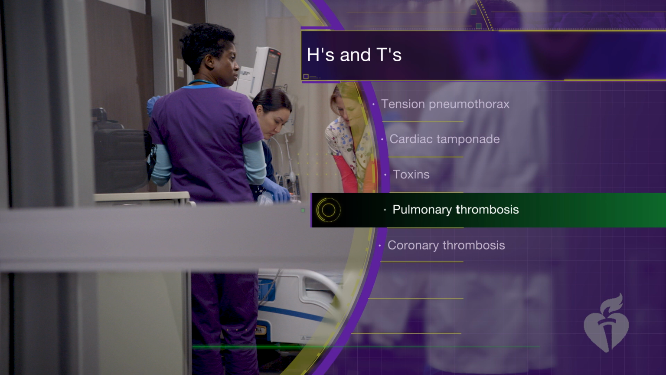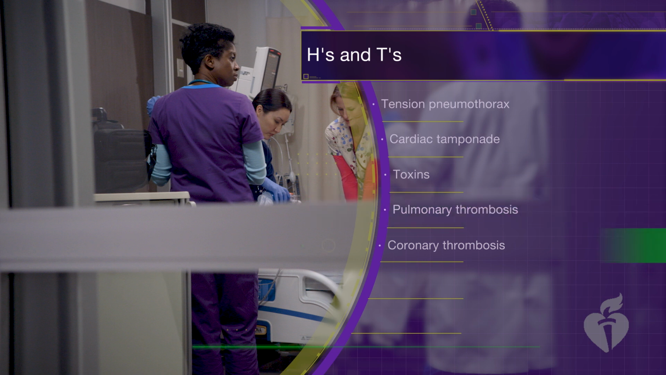A pulmonary thrombosis or pulmonary embolism is a blood clot from a large vein that breaks off and travels to the pulmonary artery where it becomes lodged. A coronary thrombosis is a blood clot that forms within a blood vessel of the coronary system.